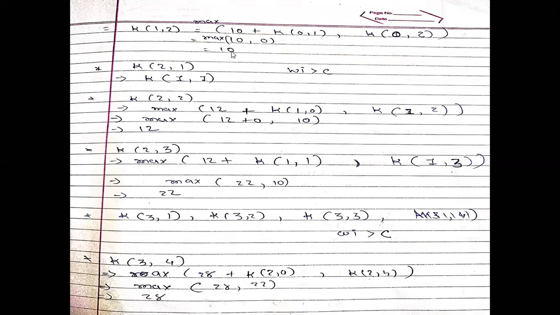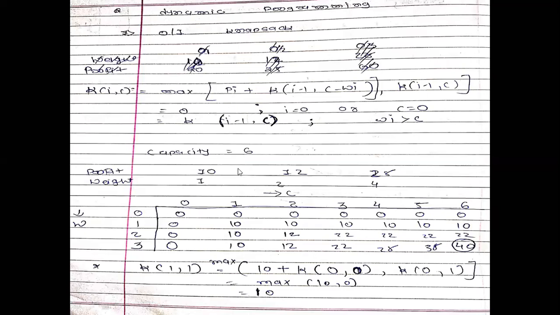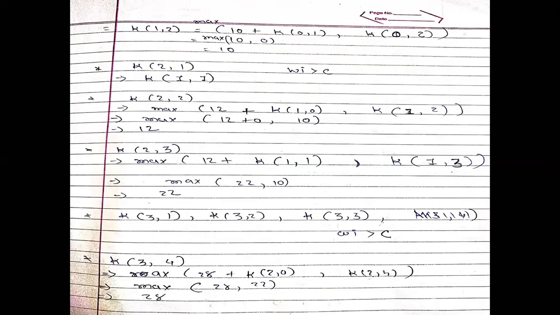So maximum is 10. So we will put here 1, 2. What will we put in it? We will put 10. Done? Okay. Same thing, we have to calculate for 1, 3. Okay. Now in 1, 3 also, what will happen for 1, 3?